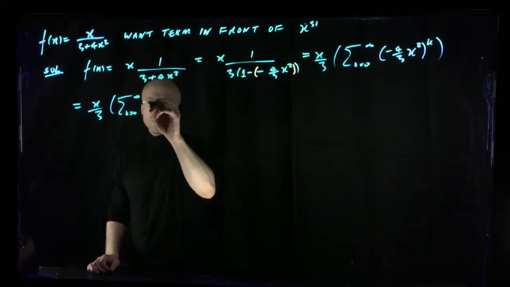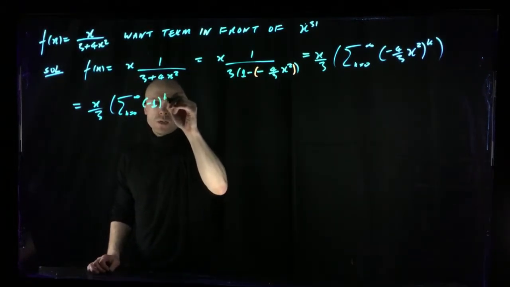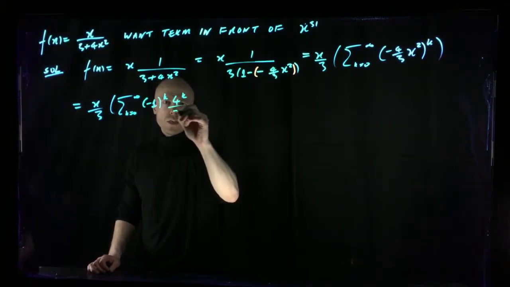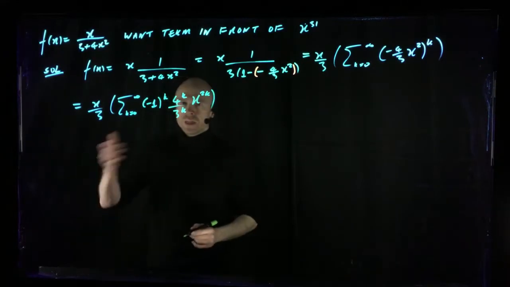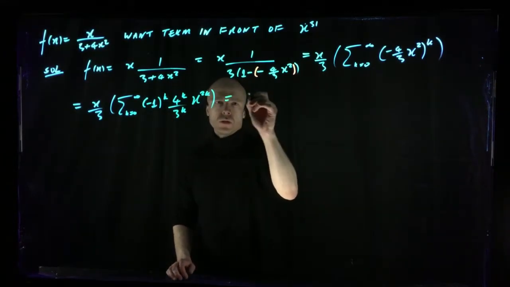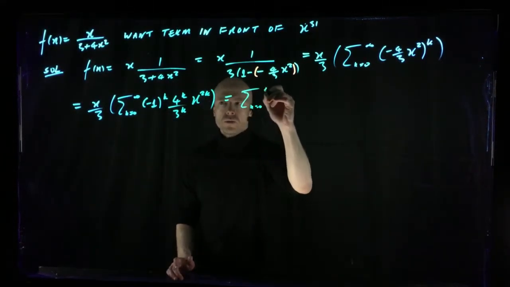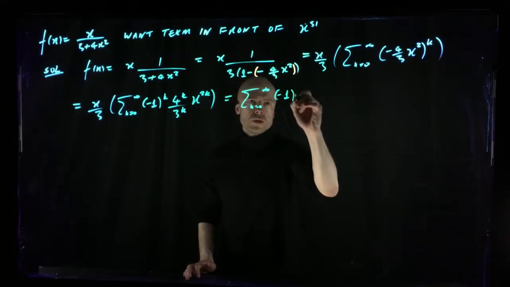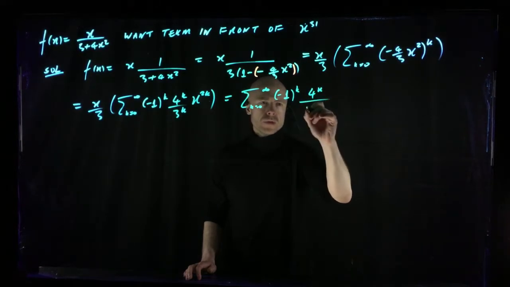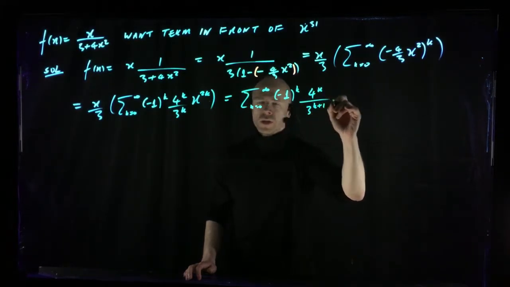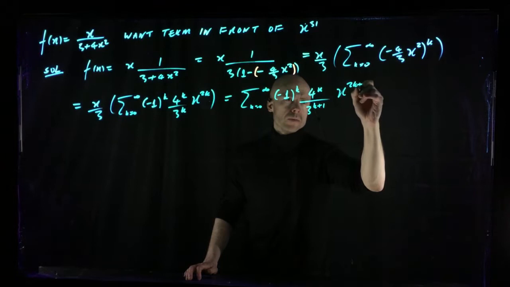We're going to have minus 1 to the k, 4 to the k, over 3 to the k, x to the 2k. And then we multiply through. So the sum from k equals 0 to infinity of minus 1 to the k, 4 to the k, over 3 to the k plus 1, x to the 2k plus 1. Cool.